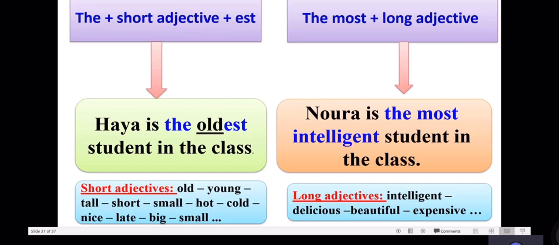Many other adjectives. If the adjective is long, like intelligent, delicious, beautiful, expensive, I cannot add est. I write the most plus long adjective. Example, Nora is the most intelligent student in the class. Intelligent is a long adjective, so I write most before the adjective.